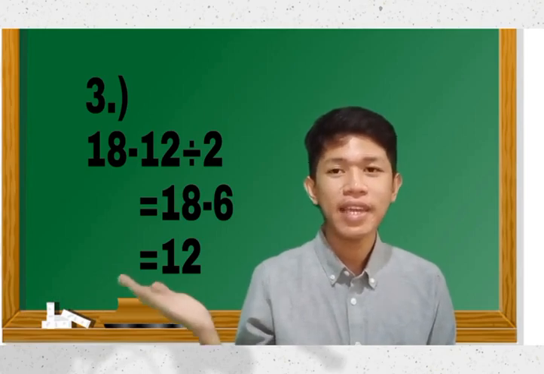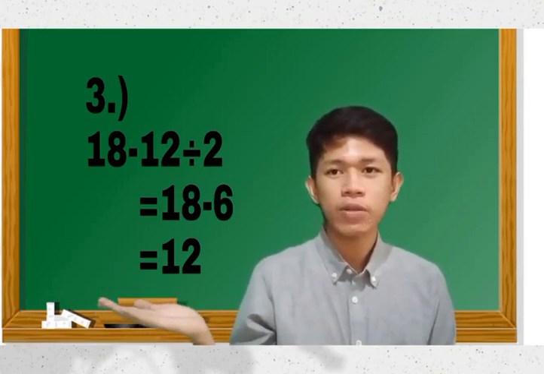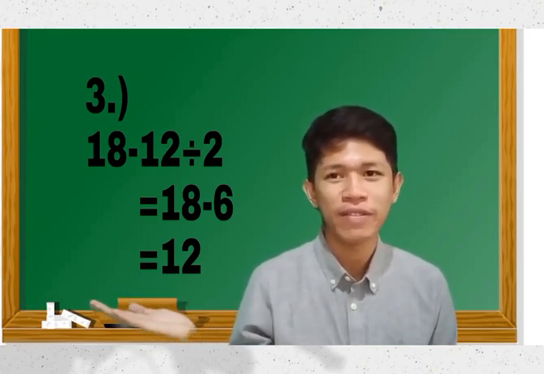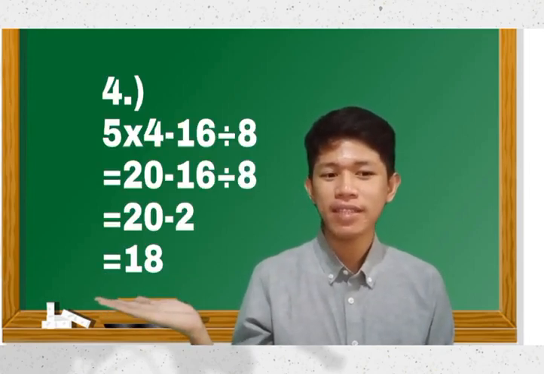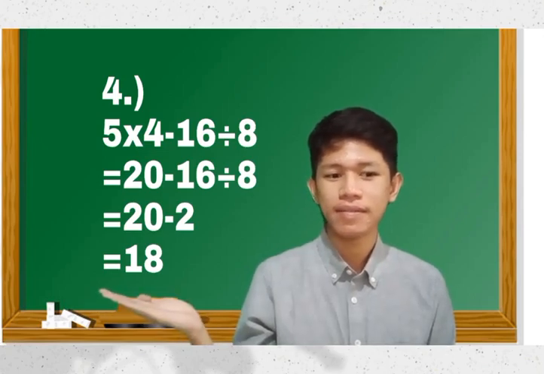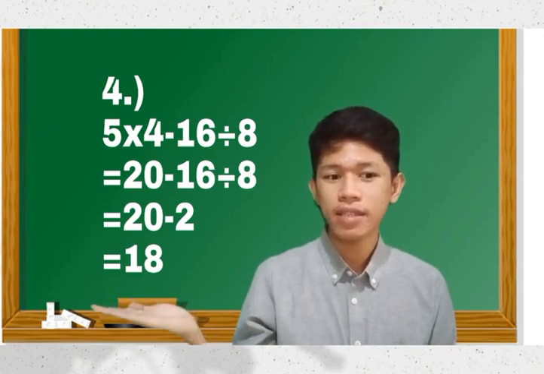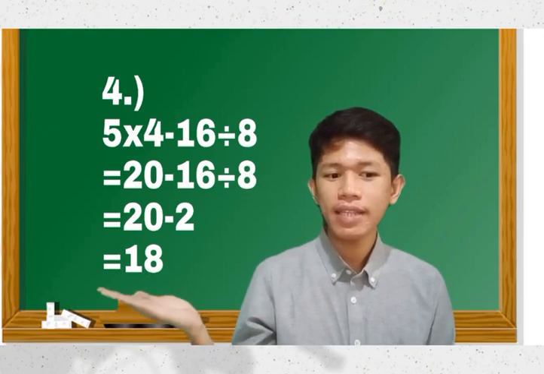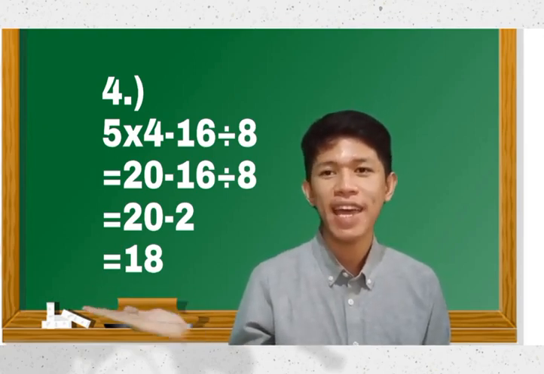Number 3, 18 minus 12 divided by 2. 12 divided by 2 is 6. 18 minus 6 is equals to 12. Very good. Number 4, 5 times 4 minus 16 divided by 8. 5 times 4 is equals to 20 minus 16 divided by 8. 16 divided by 8 is equals to 2, so 20 minus 2 is equals to 18.